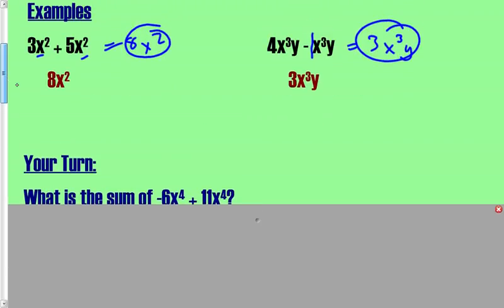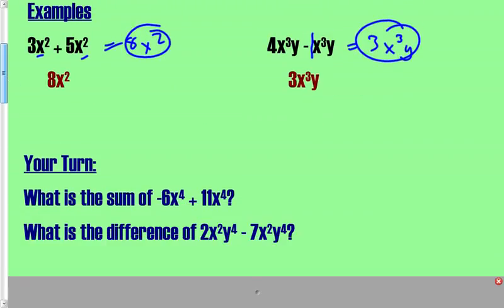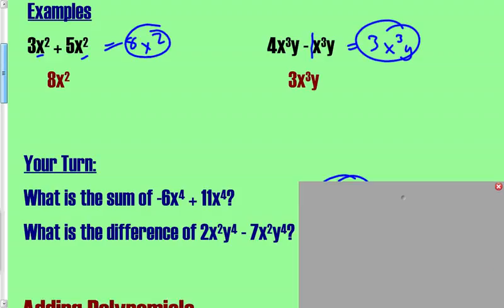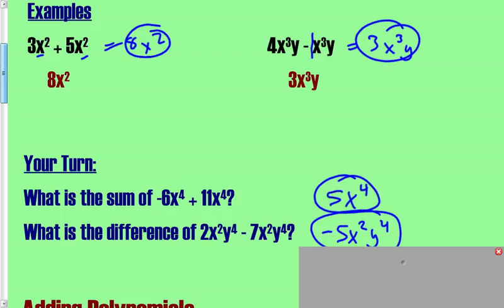Go ahead and try it on your own then. I'll leave those examples up. You have 2 of them for you. What is the sum there, and what is the difference? So go ahead and pause it, and I'll reveal the answers in a sec. Alright, first one, x to the fourth is the variable term, so we have -6 of them, and 11 of them, that makes 5 of them total, 5x to the fourth. The second one, we have x squared y to the fourth, and it's 2 of them minus 7 of them, which makes a -5x squared y to the fourth.